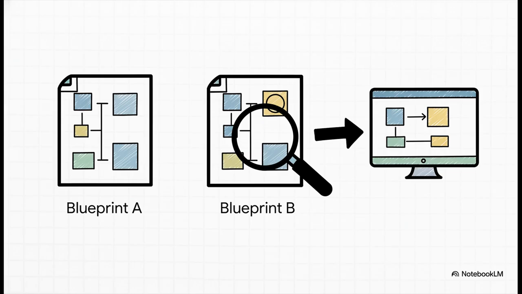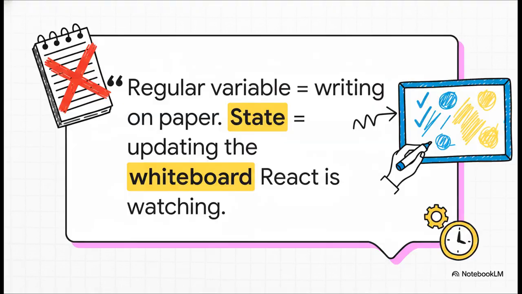Think of it like a blueprint of the real UI. When the state changes, React makes a new blueprint, compares it to the old one, finds the tiniest possible difference, and then only updates that one little part of the real screen. It's brilliant. And this brings us right back to our whiteboard analogy.